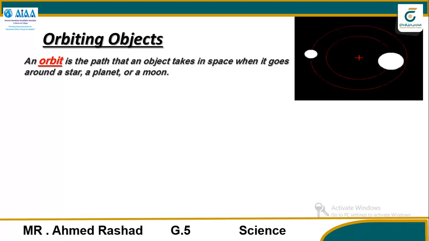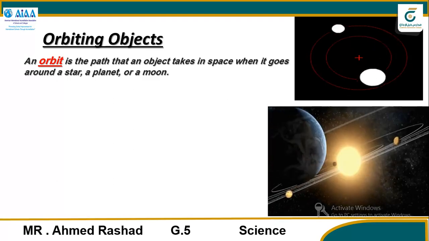So again, an orbit is the path that an object takes in space when it goes around the Sun, a planet, or a moon, or any object like asteroids, comets, or something like that. That's controlled by the gravity of this star, or universal gravity and gravitational waves.